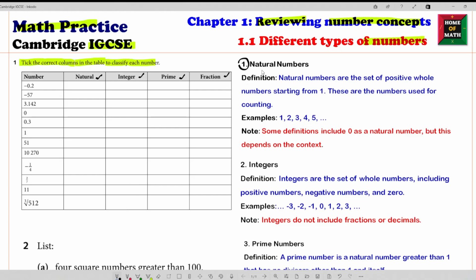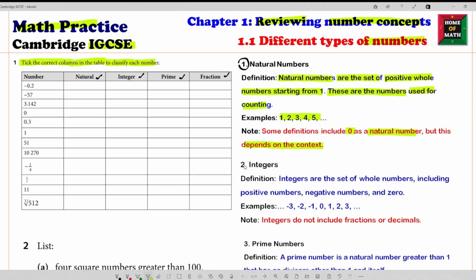Before we tick the correct column, we have to know about natural numbers, integers, primes and fractions. First, natural numbers are the set of positive whole numbers starting from 1. These are numbers used for counting, like 1, 2, 3, 4, 5. Some people include 0 as a natural number, but this depends on the context. So usually 1 to 9 are natural numbers. No fractions.